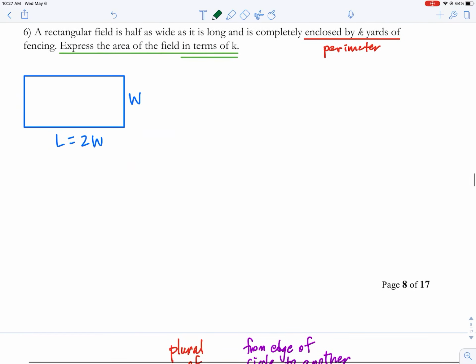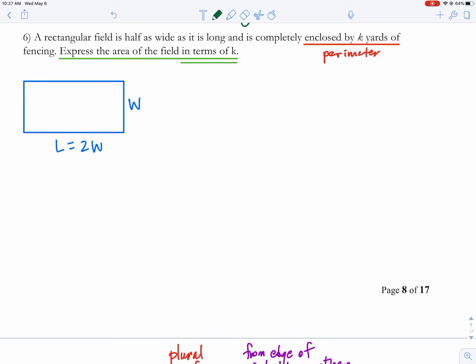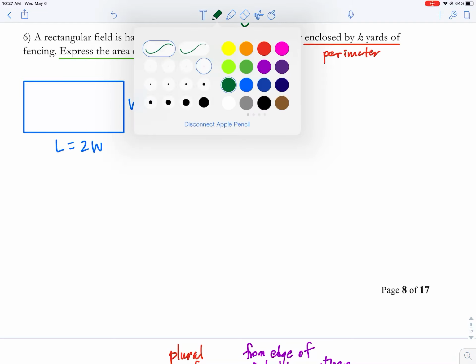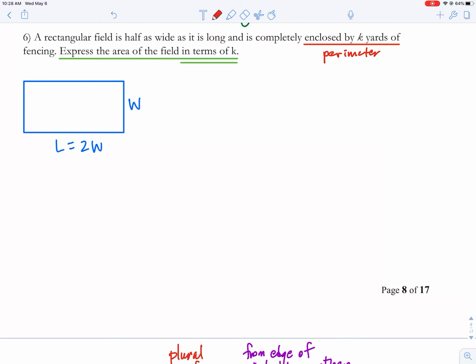Question 6. A rectangular field is half as wide as it is long and is completely enclosed by K yards of fencing. Whenever they talk about fencing, that's going to be talking about perimeter. And they want us to express the area of the field, but in terms of K. So I'm going to start off with that perimeter stuff. So if we were to look at our rectangle, so I've drawn a picture, I've labeled it width, and I know that the length, it's half as wide as it is long, so that means it's twice as long as it is wide. So if the width is W, the length is 2W.